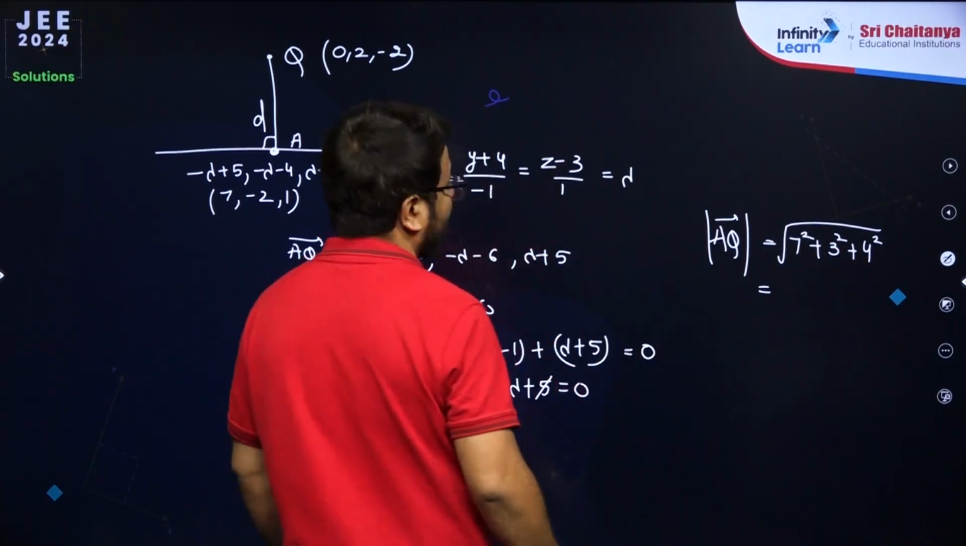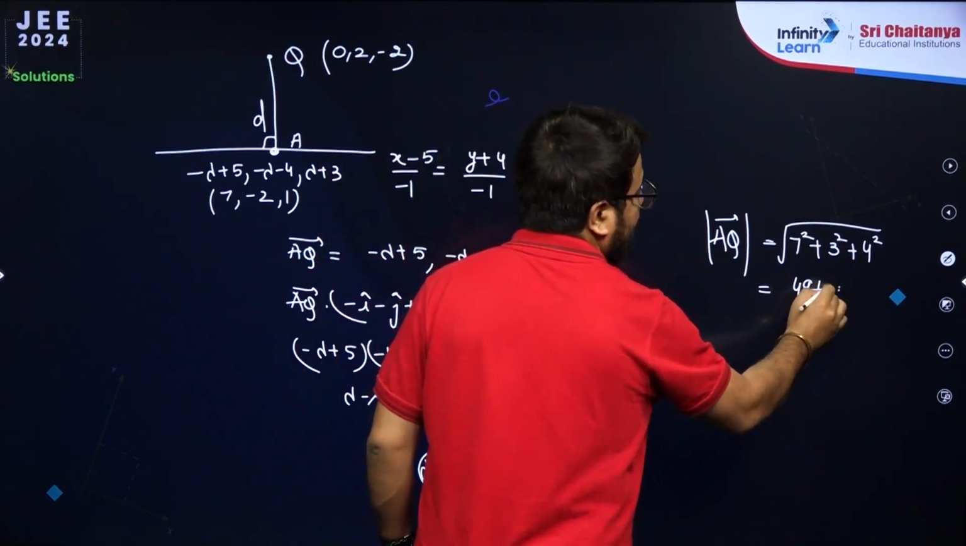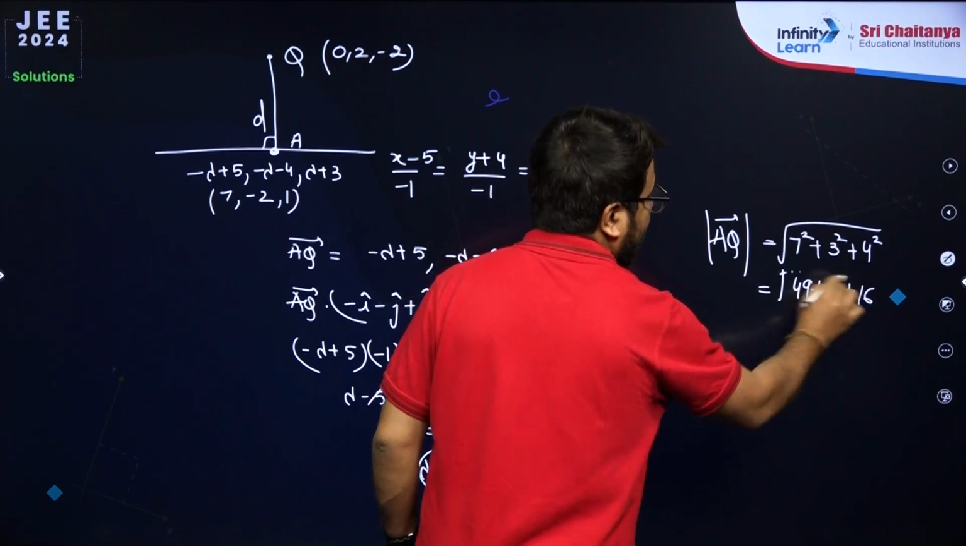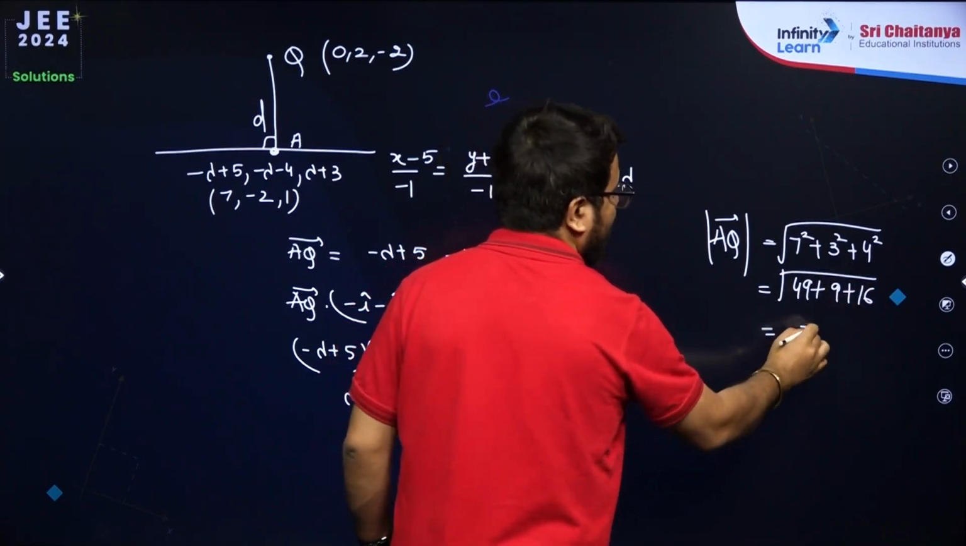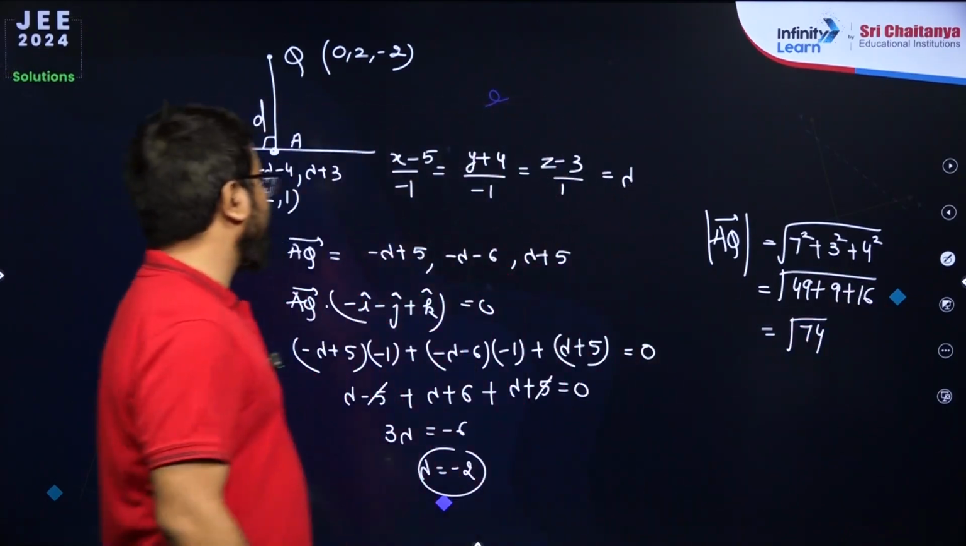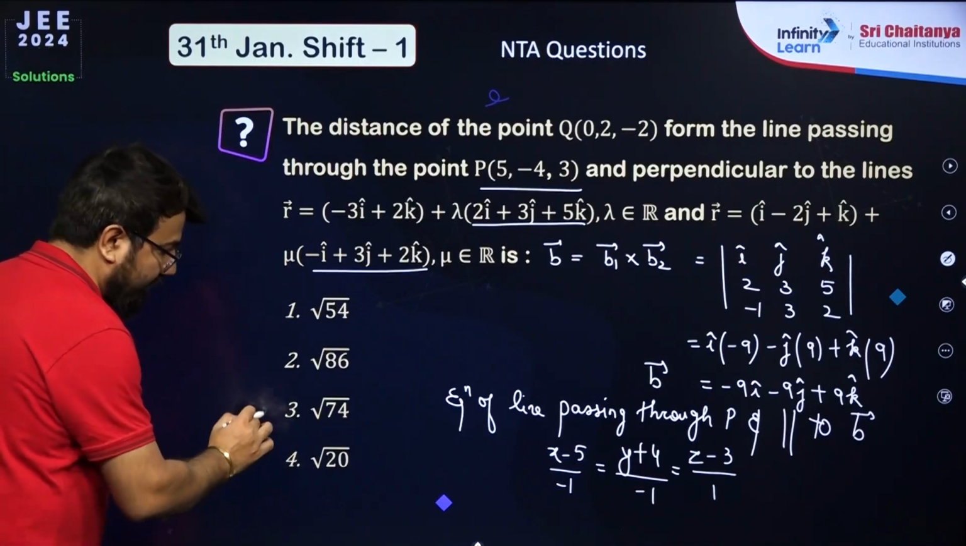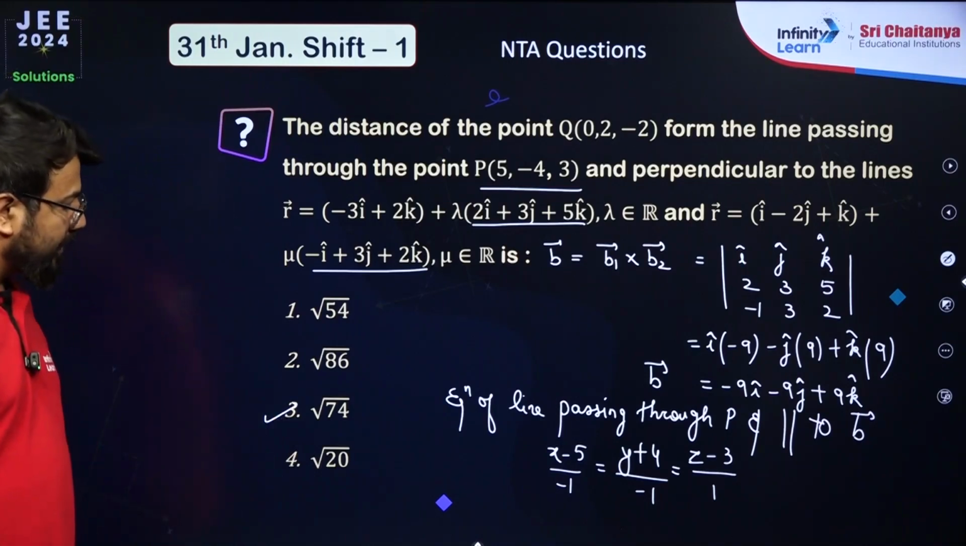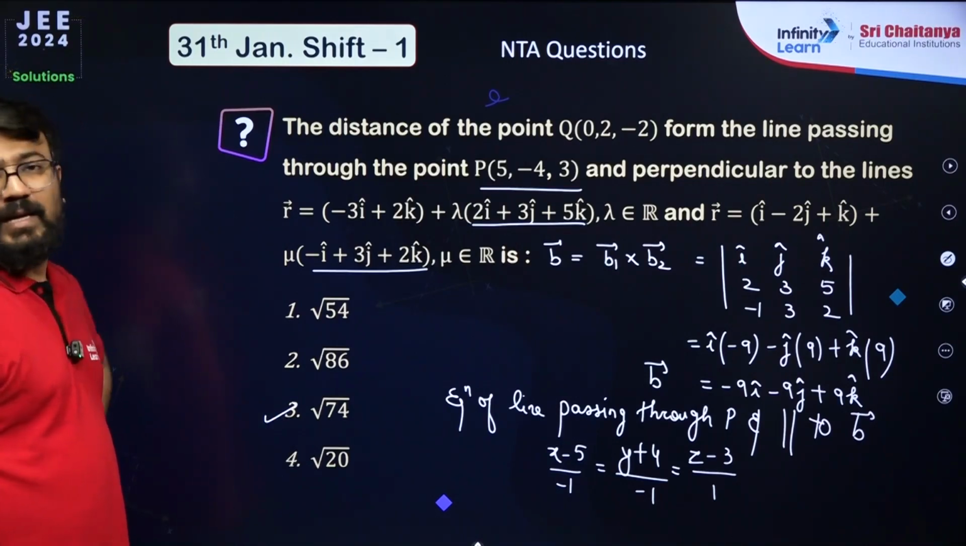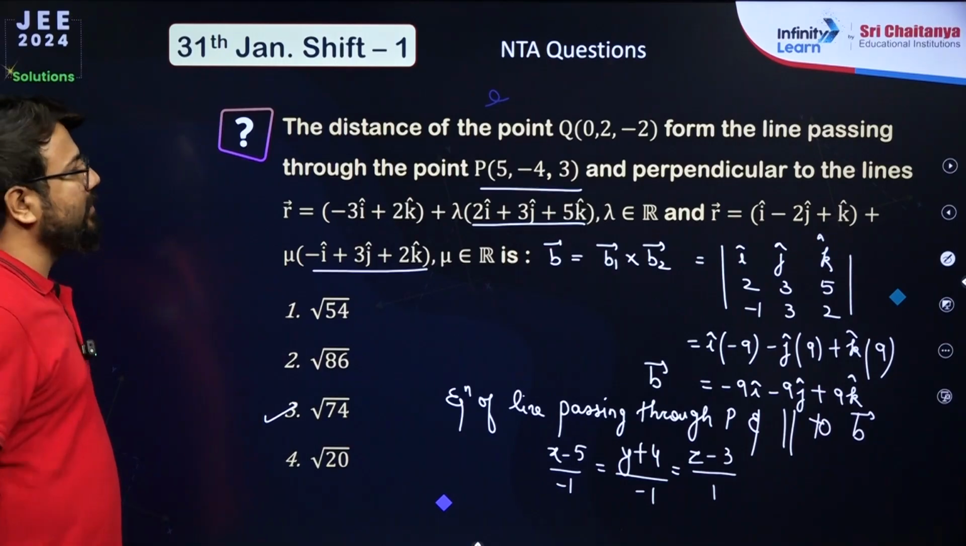I hope you are able to understand this. 49, 9, 16. 16 and 9, 25. So it will become root 74. Is there any option with root 74? Let us check that. Yes, that is given here in the C option. So C option says it should be root 74. I hope you are able to understand how we got the answer to this problem.